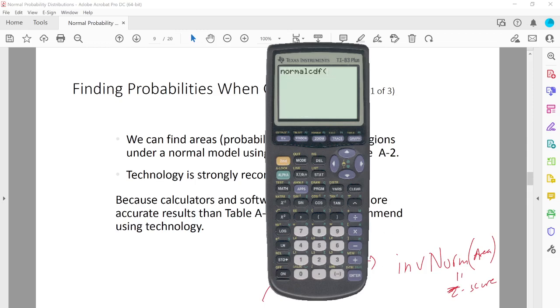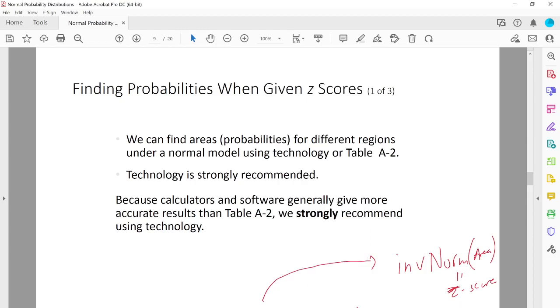Remember, this function takes 4 different inputs: lower value, upper value, mu, and sigma. This mu is the mean, sigma is the standard deviation. If the mean is 0 and standard deviation is 1, which is the standard normal distribution, then you do not have to use this information, okay? You can just ignore that, and only use these two, lower and upper value. What does it mean? So this normal CDF gives you the area between lower and upper g-score. So if you have 2 values, it gives you area between lower and upper.